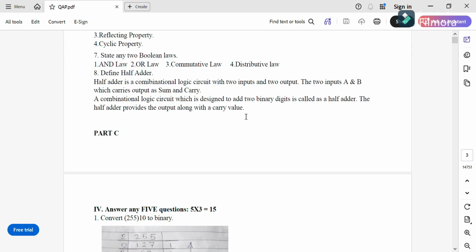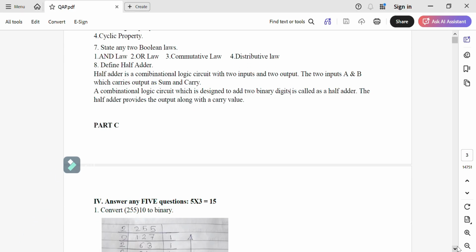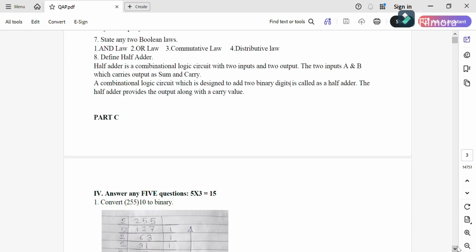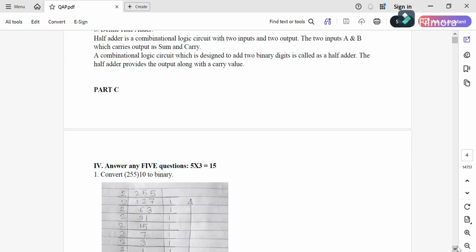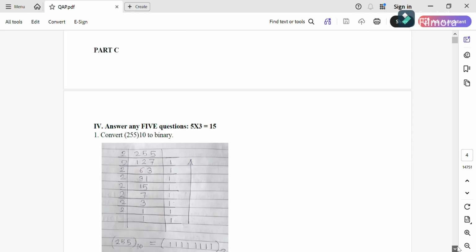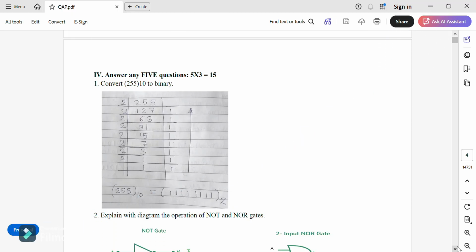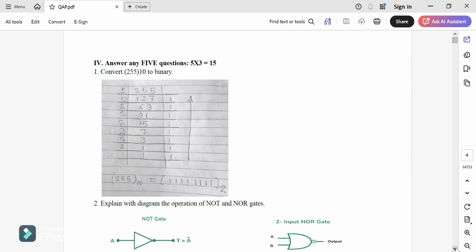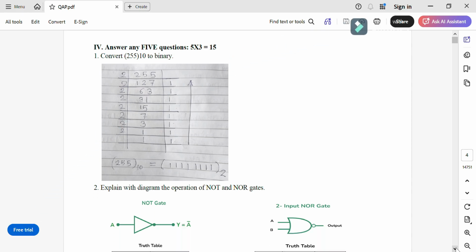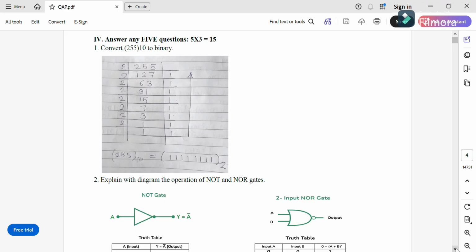Okay. So this is part B of the question paper, which has 10 marks. So you have to solve any 5 of these, and each carries 2 marks. Next we'll move to part C of this question paper, and you have to answer any 5 questions, which has 15 marks. So each carries 3 marks.